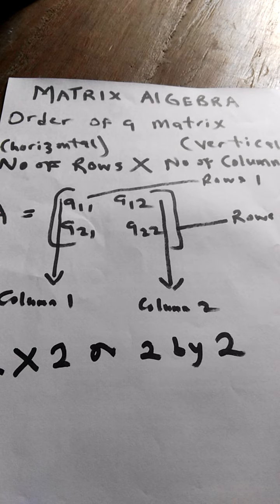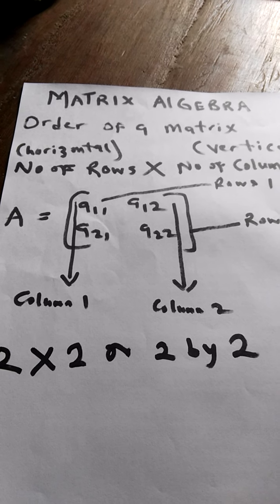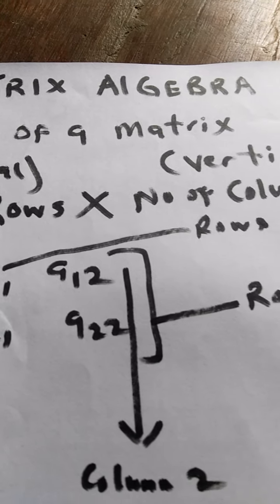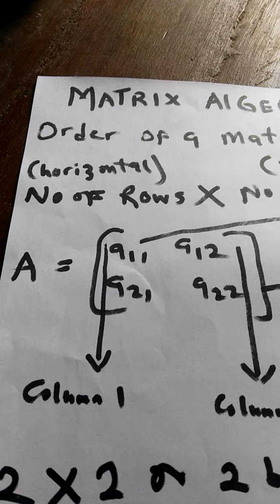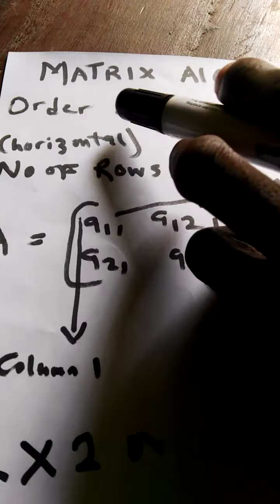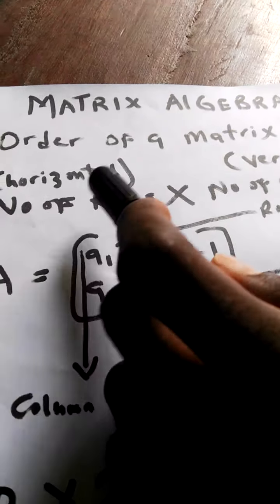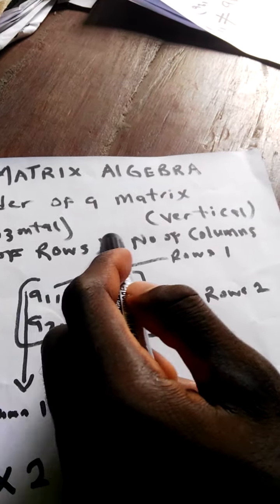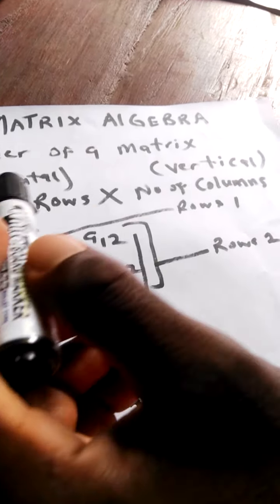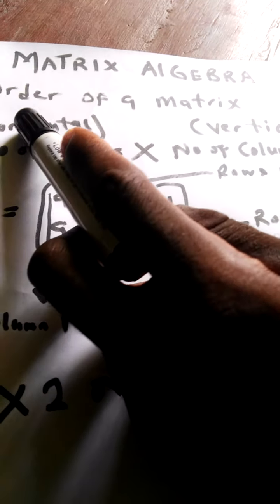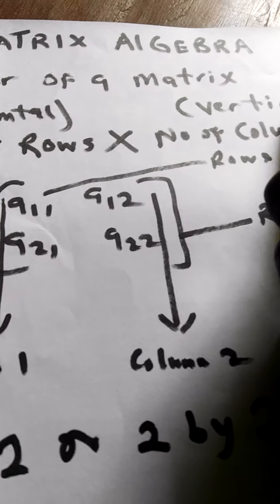Hello viewers. In our last video, we talked about matrix algebra, whereby I defined a matrix as a rectangular array of numbers that are arranged in rows and columns. We stopped at the order of a matrix, so we'll continue from there. In the order of a matrix, we consider the number of rows times the number of columns. That's the formula to look for the order of a matrix: the number of rows times the number of columns, where rows are horizontal and columns are the vertical lines.